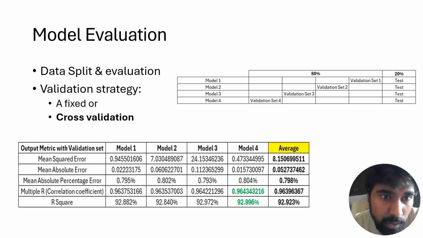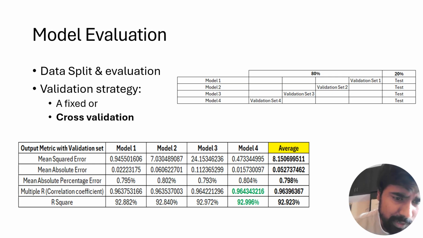Moving on, model evaluation. We first split the data into two parts: 80% for training and 20% for testing. In the entire 80% training data set, we again split the data into four different splits, wherein each split has 20% of the data for validation purposes, meaning we will be doing cross validation.